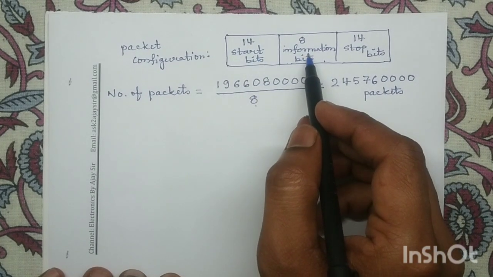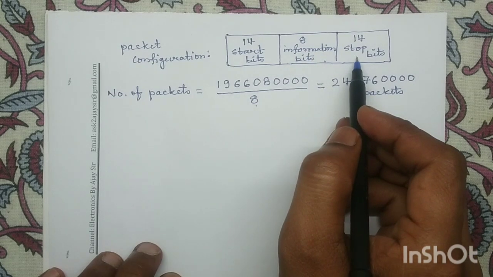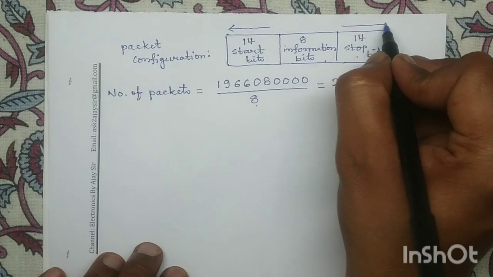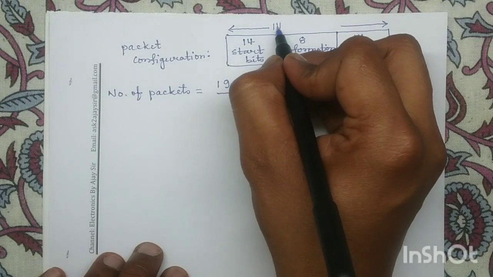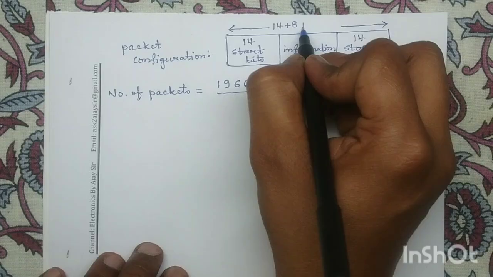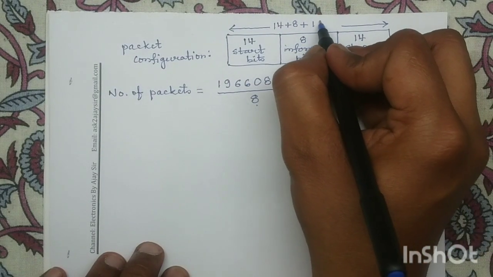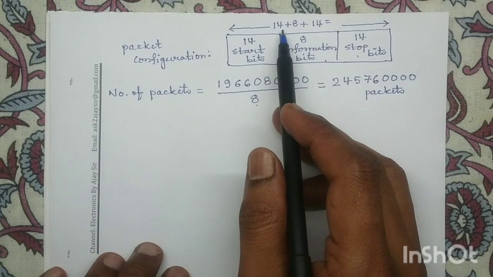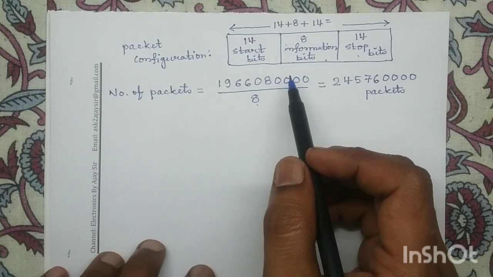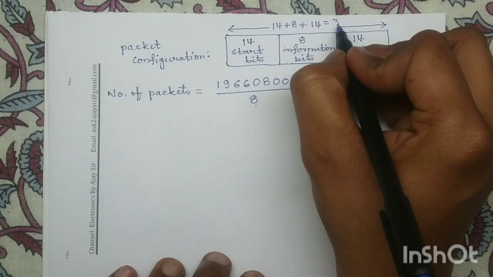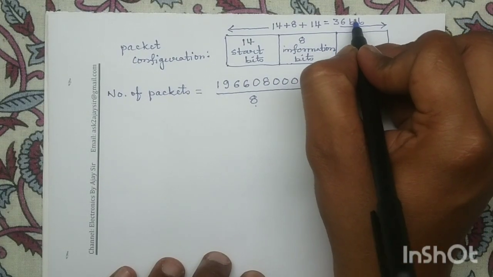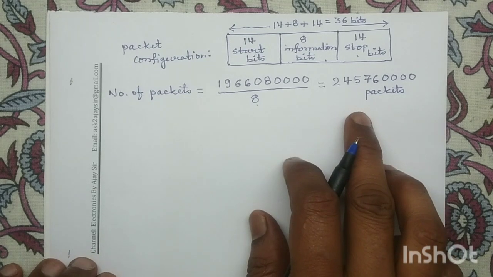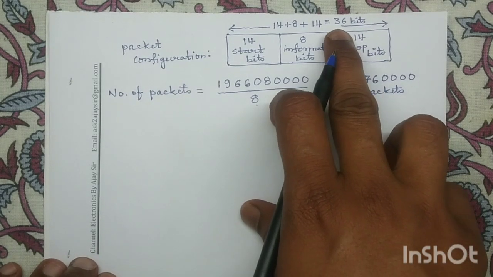start bits, 8 information bits, and 14 stop bits. So the total number of bits in each packet is 14 plus 8 plus 14. If we simplify this, each packet consists of 36 bits. We have determined this many packets, and each packet consists of 36 bits.